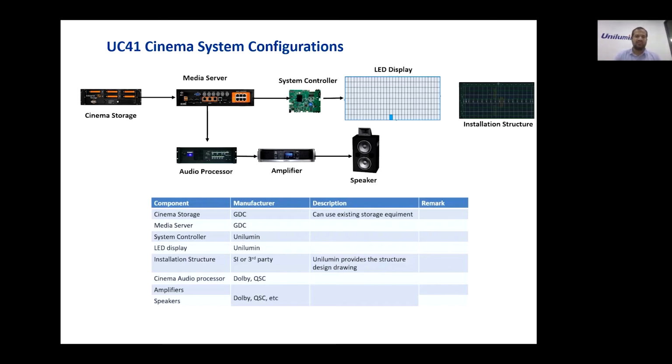Here we can see the system topology. The cinema storage is connected to the media server and the system controller, also known as the control system, which directly sends to the LED display. The media server sends a signal to the audio processor, which goes to the amplifier and ends up at the speaker. Now, cinema storage, of course, is from the GDC. The media server is also from the GDC. The system controller is our proprietary one, from Unilumi. The LED display is from Unilumi. Installation structure is stainless steel or third party, depending on whatever is convenient.